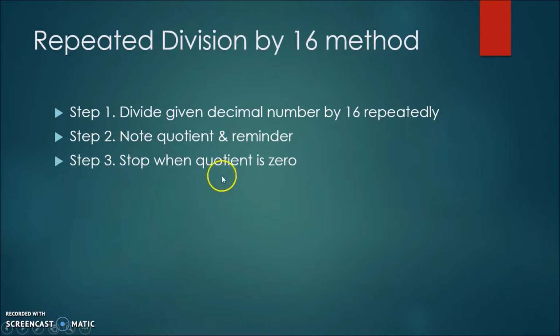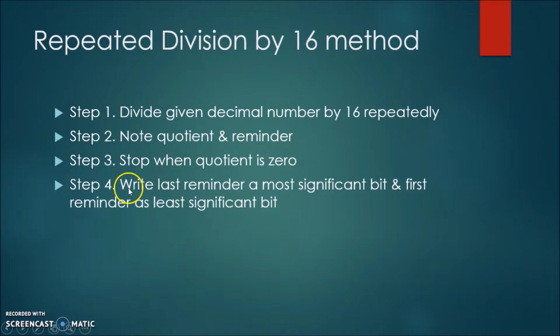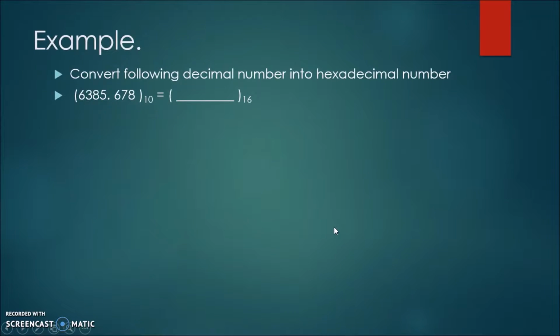We have to stop this division method only when the quotient becomes 0. Finally, the last remainder is considered the most significant bit and the first remainder is considered the least significant bit. Let us consider a simple example.